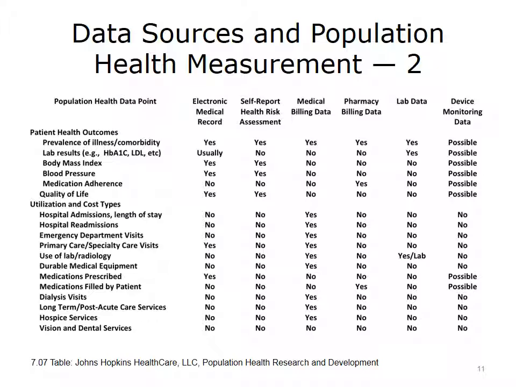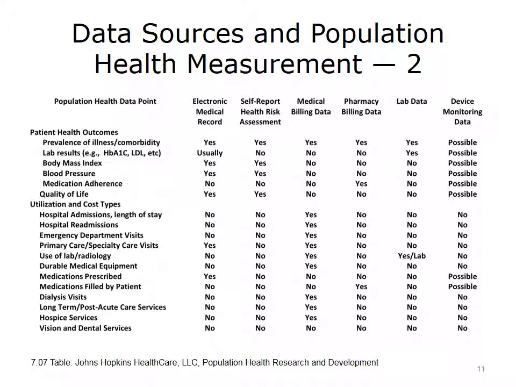On medical billing data, however, we can have most of the cost and utilization types identified, because facilities are billing for those services. So we will have ICD-10 diagnoses that allow us to capture prevalence of illness and comorbidity. Generally, we will not have on medical billing and pharmacy billing data, lab results, BMI, blood pressure, etc.